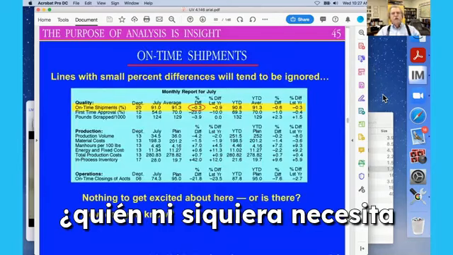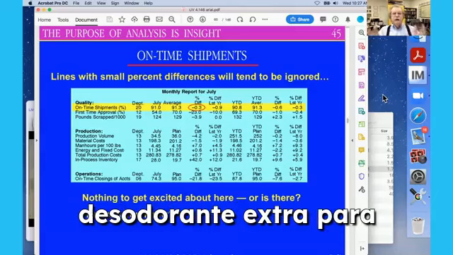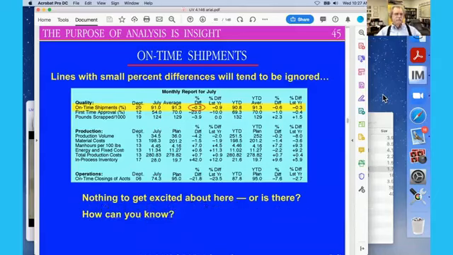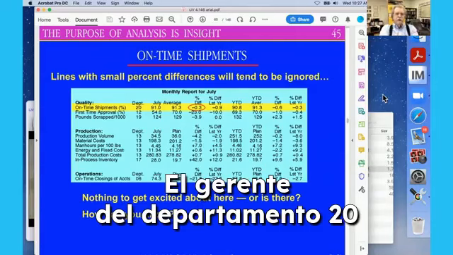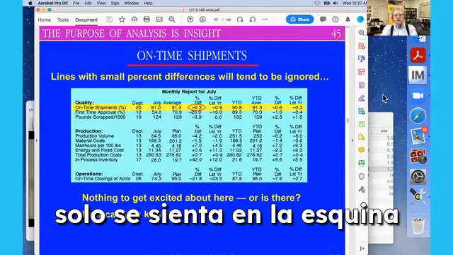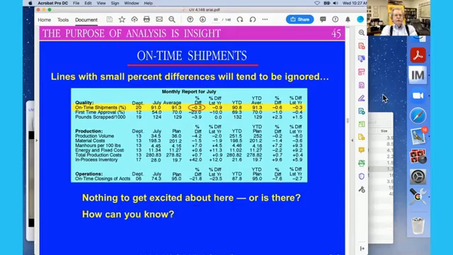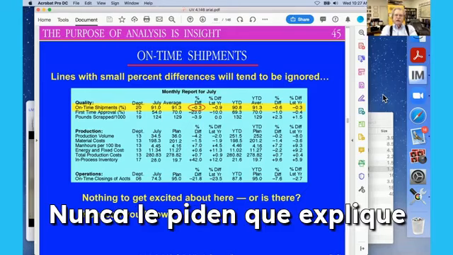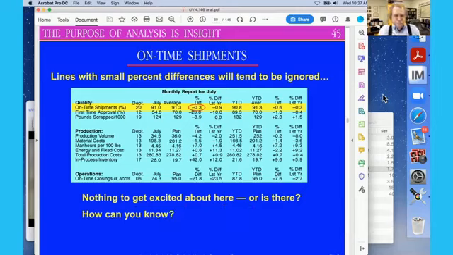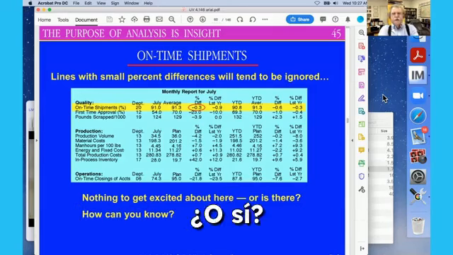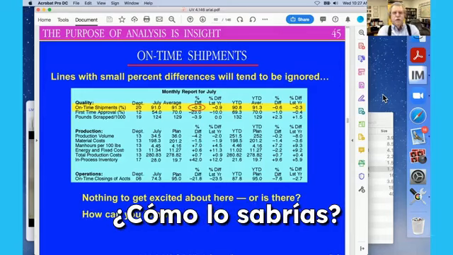On-time shipments. Who doesn't even need extra deodorant for the monthly meeting? The manager of Department 20 just sits in the back corner and takes a nap. He never gets asked to explain his data. Nothing to get excited about here. Or is there? How would you know?